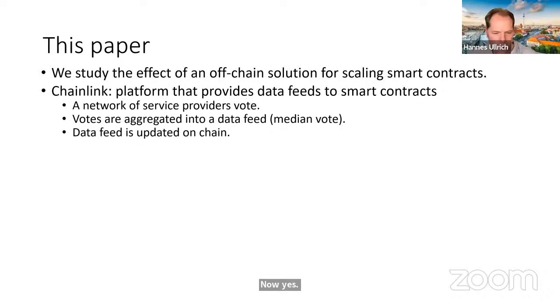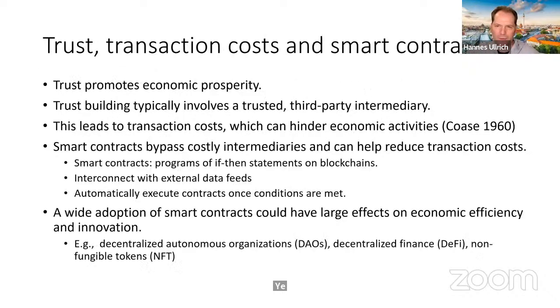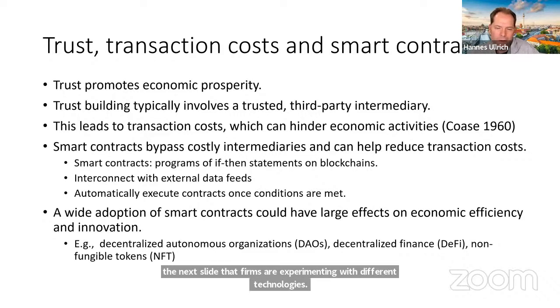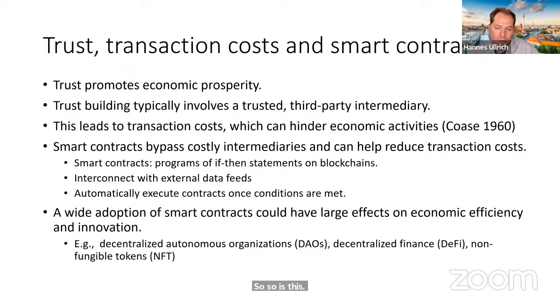Yeah, so I hope I'm not too late for this. It was a bit more on the first slide. You mentioned the transaction cost induced by the intermediary, having to trust the intermediary. Isn't it also an issue that people have to trust the technology, in particular when you said on the next slide that firms are experimenting with different technologies? Is the assumption right now that the trust will be established and unquestioned, or is it different?